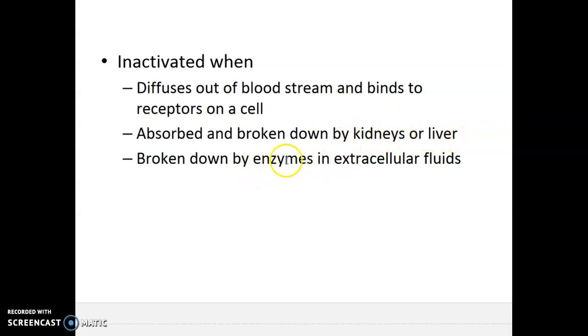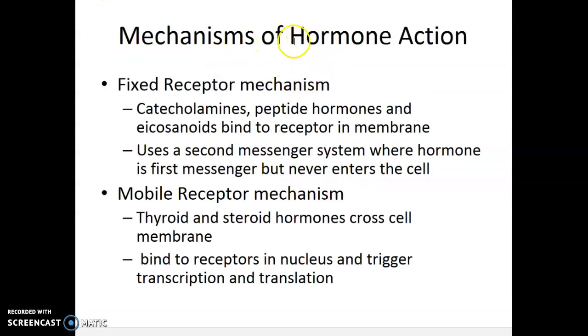Or they can be broken down by the enzymes. Enzymes are there to put stuff together, rearrange stuff, or in this case, break things down. Now, this is extremely important that you get these two different mechanisms of how hormones work.